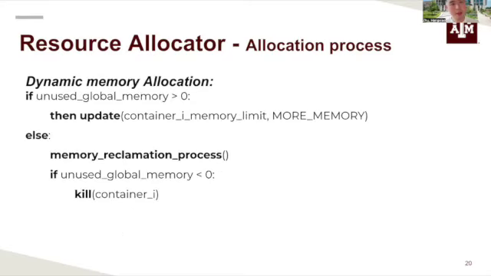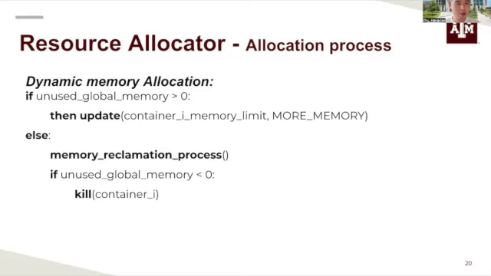For memory allocation, when the allocator sees there is some unused global memory, we can allocate that memory to the container when it hits its limit. Here the authors always assign a fixed amount of memory to the container memory limit every time, so we call it more memory here.